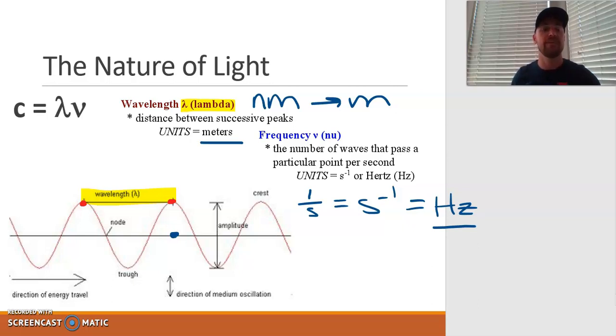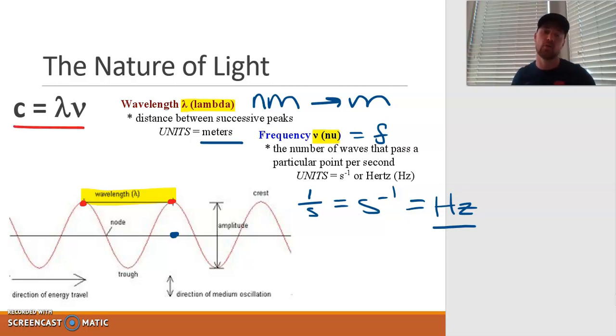As far as the variable of what we use for frequency, we use the Greek symbol nu. It looks like the letter V, but technically it's the Greek symbol nu. And nu stands for frequency. Sometimes you'll see frequency as the letter F. We won't see it like that in this course, but if you ever look online at a different website, you might see that.